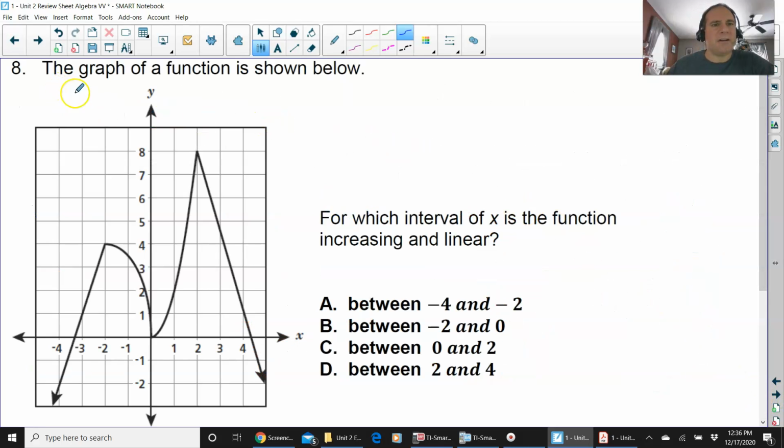Number 8, the graph of a function is shown below. Which interval of x is increasing and linear? All right, so increasing and linear. So between negative 4 and negative 2. All right, so negative 4 and negative 2. This part.